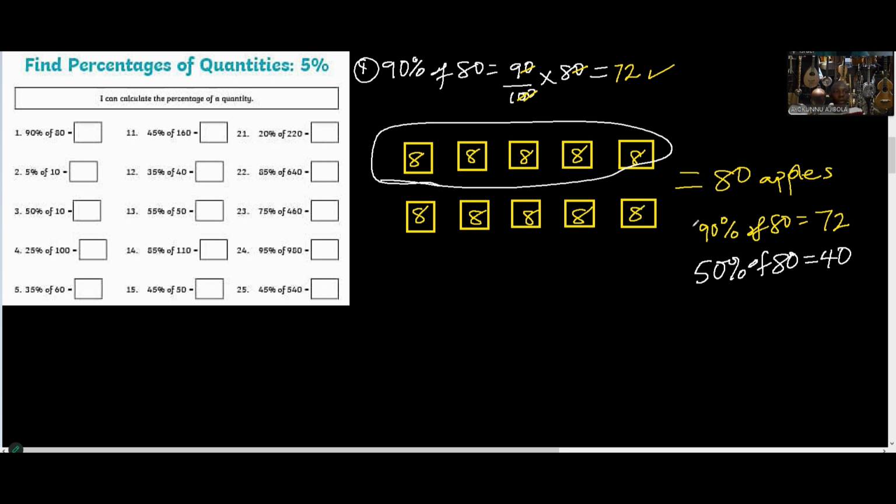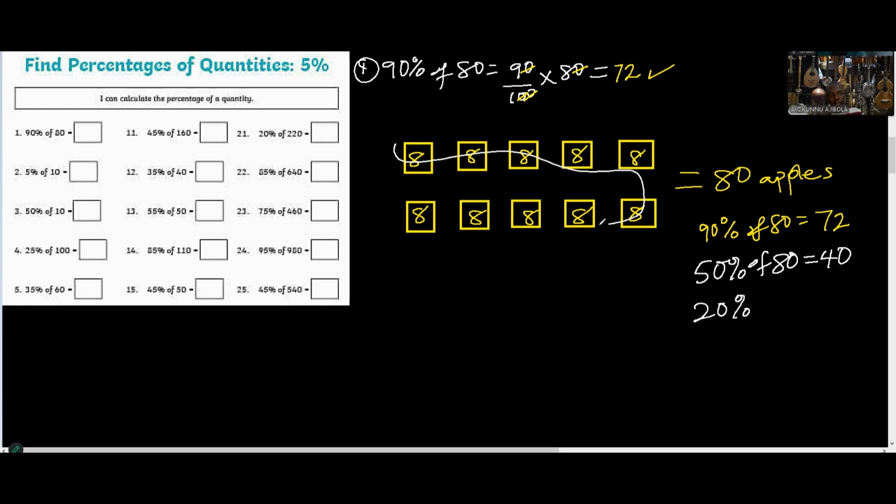Yes. Okay. What about if I say 20% of 80? That is 20 over 100, which is 2 out of the 10. These are 10, yes or no? Yes. So what is 2 out of the 10?